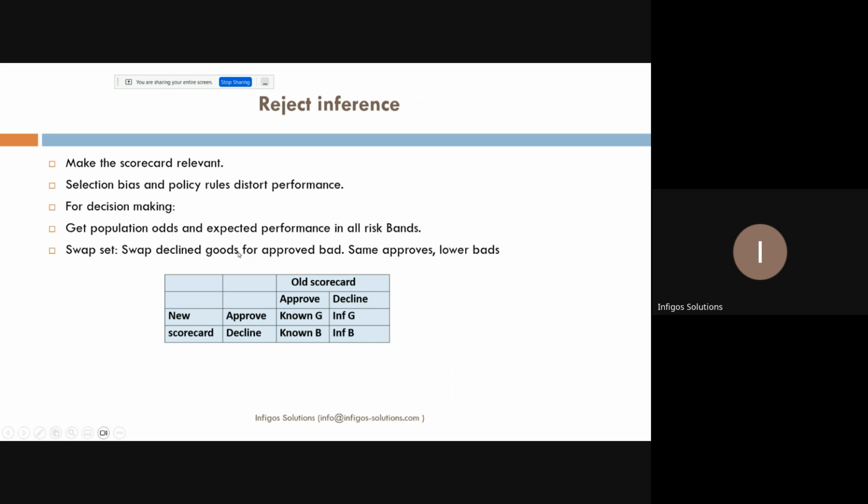So when you look at this old scorecard, you have approved this many, and you have known good, known bad. You have declined so many. Out of that, you infer good, infer bad. This information can come from the bureau. In case you don't have the information from the bureau, then you have to use the reject inference technique. That reject inference technique I will explain in the next few slides.